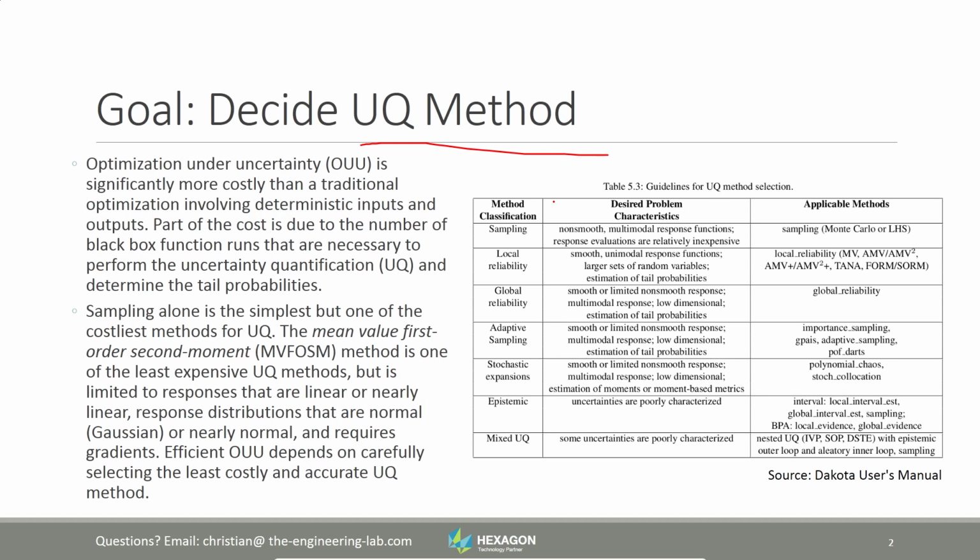So what we're going to do in this exercise, we are going to look if we can use the so-called mean value first order second moment method. This is one of the cheapest UQ methods available. So if your OUU problem qualifies where you can use the MVFOSM method, take advantage of this method. So instead of running your black box function hundreds or thousands of times, you're running the black box function maybe dozens or hundreds of times during the OUU.